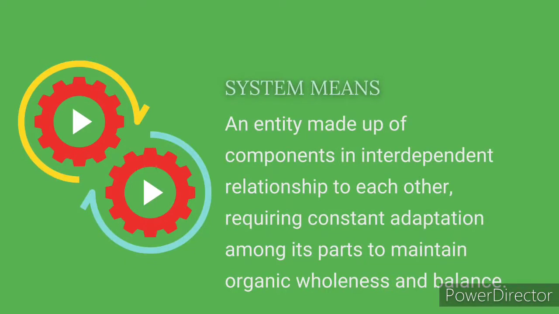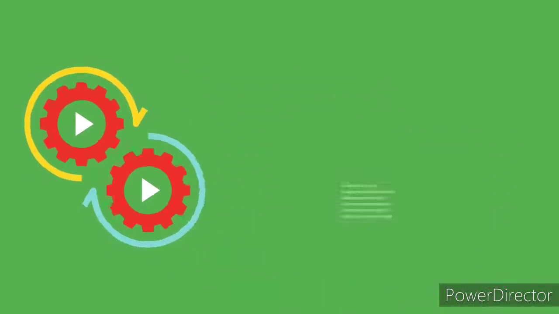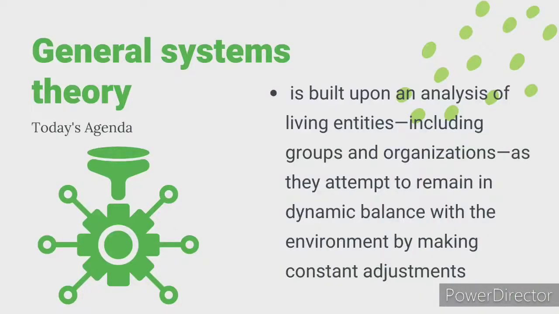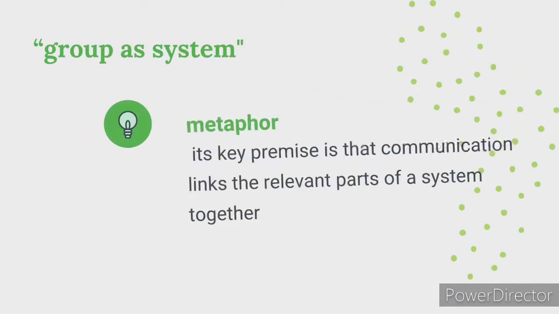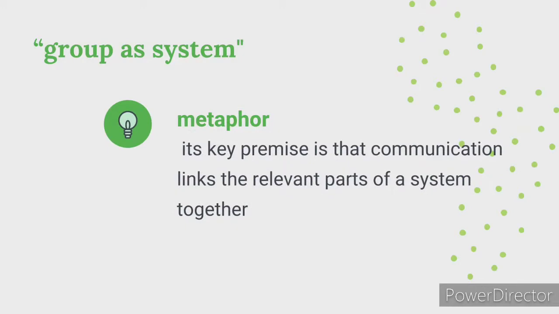A system is also an entity made up of components in interdependent relationship to each other, requiring constant adaptation among its parts to maintain organic wholeness and balance. General systems theory is built upon an analysis of living entities, including groups and organizations, as they attempt to remain in dynamic balance with the environment by making constant adjustments. The systems framework helps you keep track of all individual components of a small group as they interact in a complex whole.